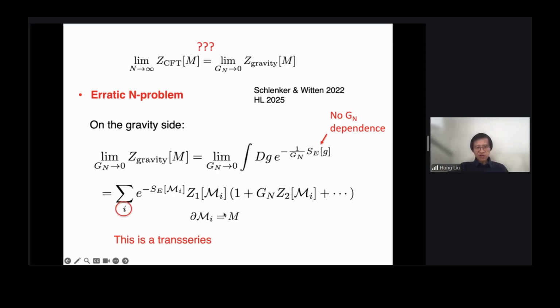So I will refer to this behavior, which can be expressed in terms of a trans-series, as the smooth behavior in G Newton. Okay, so this depends on G Newton in a very specific way, very constrained, very specific. And you have all this resurgent structure, etc., in the G Newton expansion.